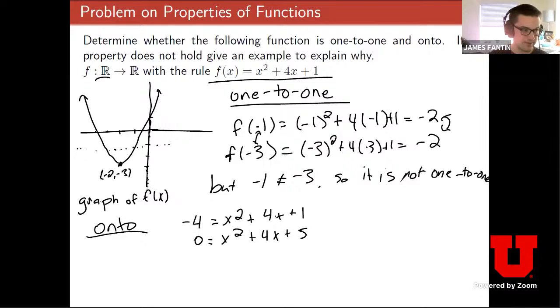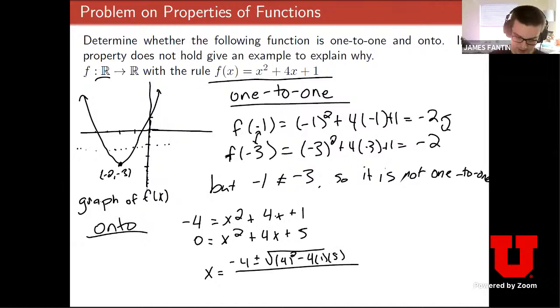And then if you remember from, I don't know, high school or middle school maybe, the quadratic formula, we can see what this value is. So x would be equal to -4 plus or minus the square root of 4 squared minus 4 times 1 times 5, all over 2 times 1. And then that would be -4 plus or minus the square root of, you have -4 there, over 2. And this value is not in the reals.